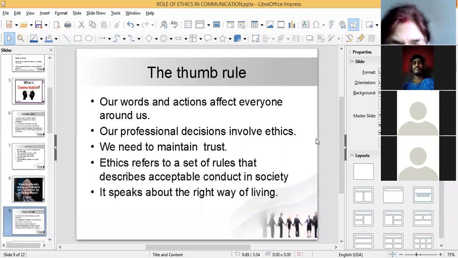So what is the thumb rule? Our words and actions affect everyone around us.